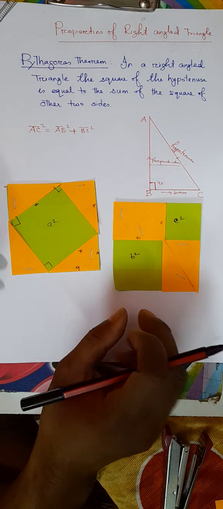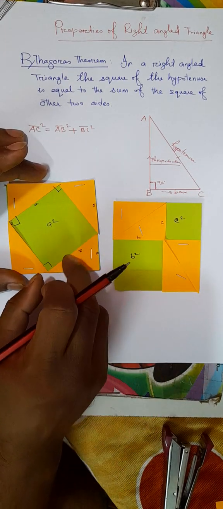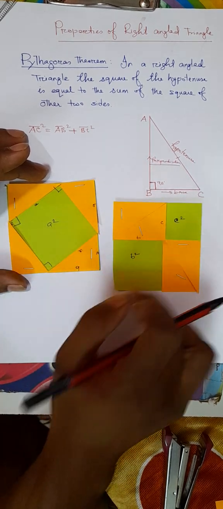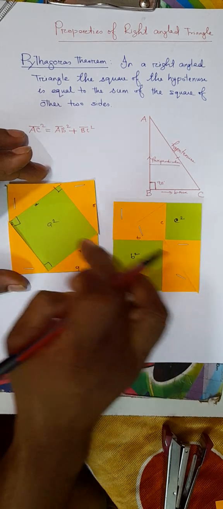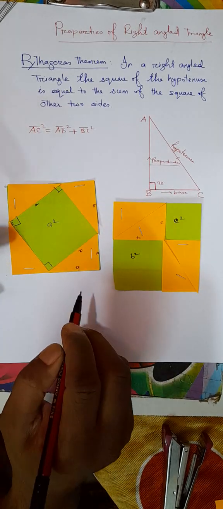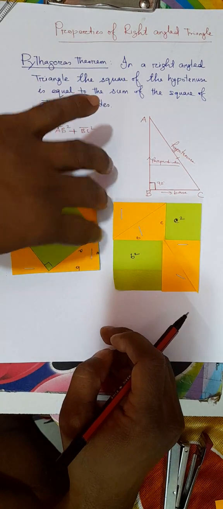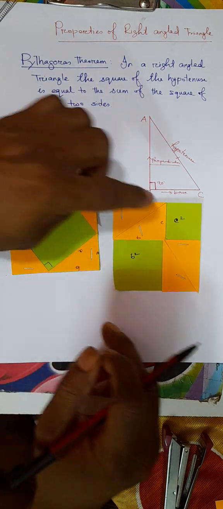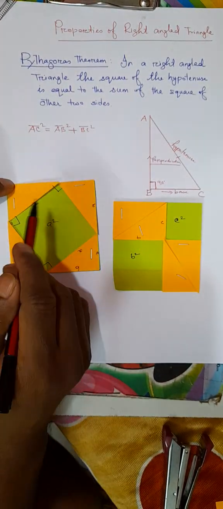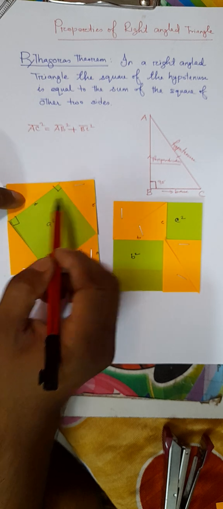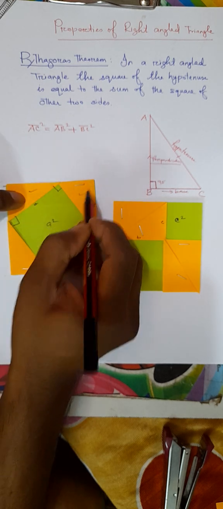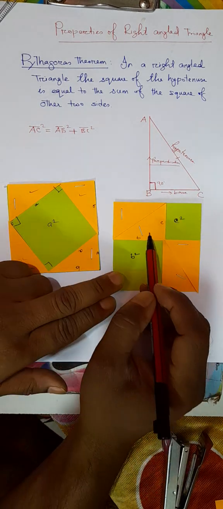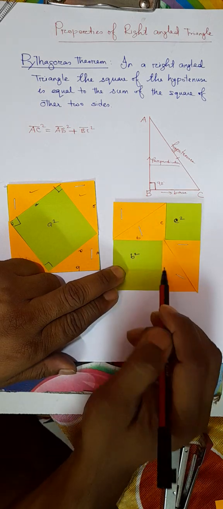Now you see, in these bigger squares, in both cases, only 4 triangles are used, so the amount of space left out here and here are same. The amount of space left out in this bigger square and in this bigger square, they are same, because we are using 4 triangles in each case. In this bigger square, we are using 4 identical triangles, right? In the next square also, we are using 4 identical right angle triangles.